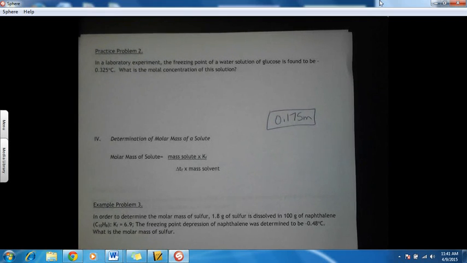So 0.23 equals 0.51 times the molality. And so we solve then for molality. 0.23 divided by 0.51, and we get that the molality is 0.45. Again, little m for molality. Alright, you worked the practice problem, so I'm going to show you the answers so you can make sure you get them right. So practice problem 1 is 100.12, and practice problem number 2 is 0.175. Okay, and if you have problems getting those answers, you can certainly ask about those in class tomorrow.